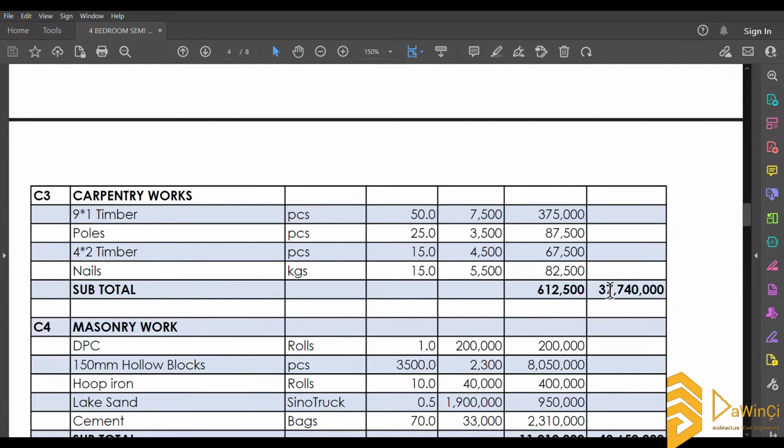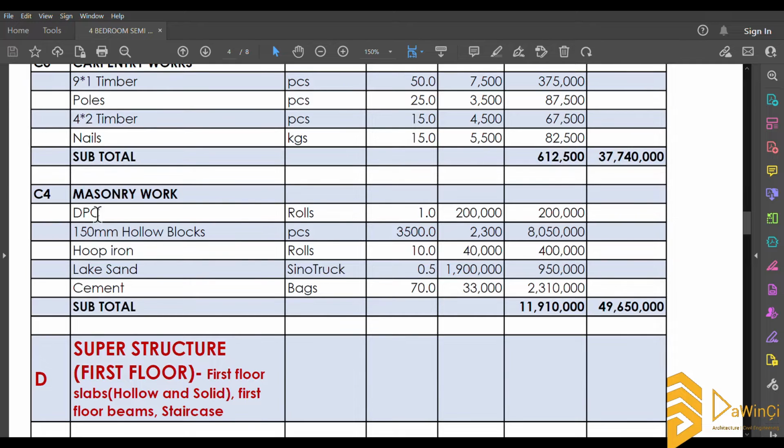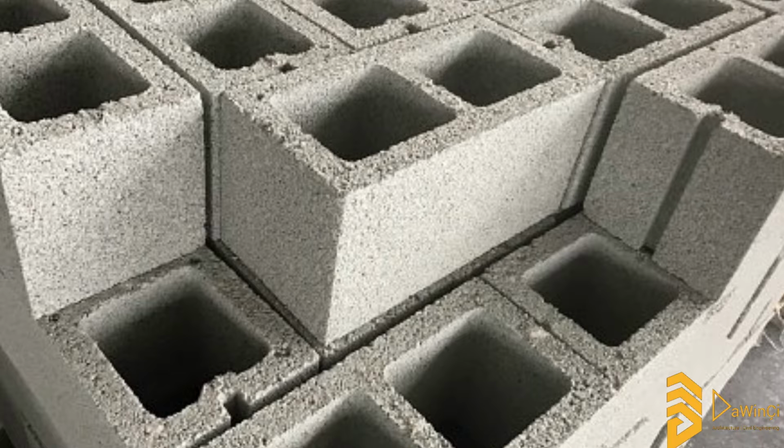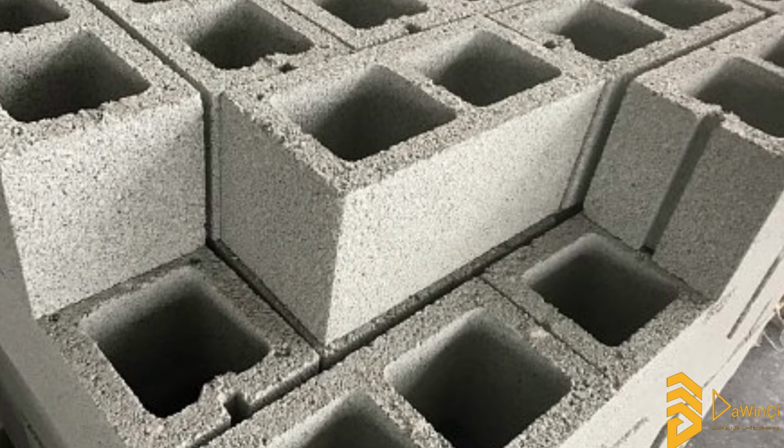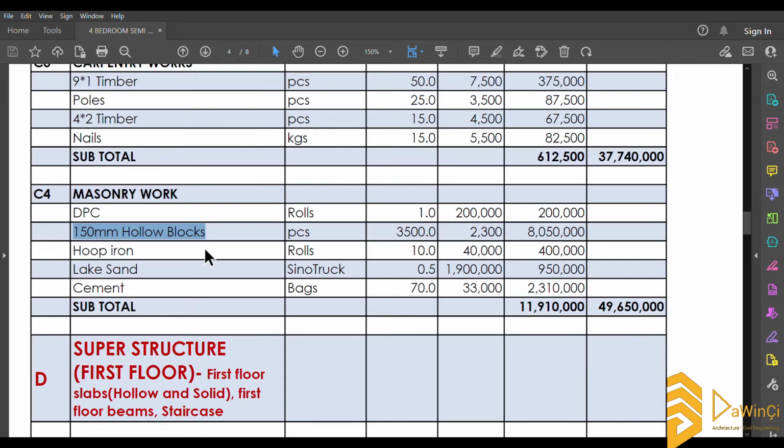Then for the masonry work is where we now bring in the blocks, the 150mm blocks for this design specifically. Other designs might require that you use 200mm blocks. For those of you who might be users of inches using the American system, 150mm is 6 inches and 200mm is 8 inches. So when I say 150mm hollow blocks, I mean 6-inch hollow blocks. When I say 200mm hollow blocks, I mean 8-inch hollow blocks.